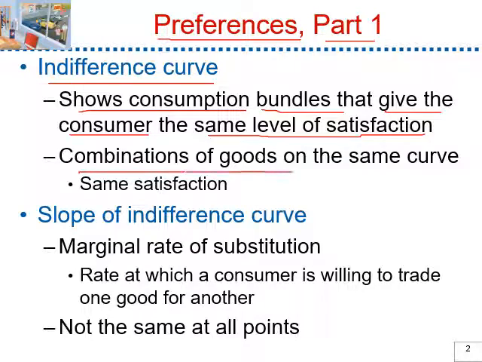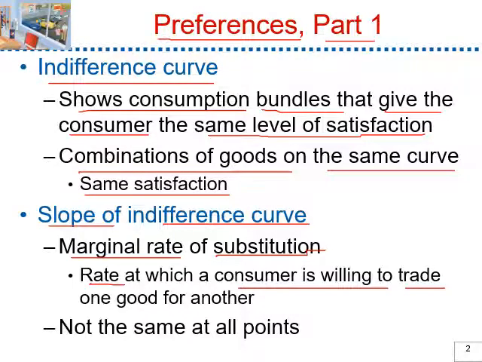So it's a combination of goods on the same curve that give the same satisfaction or make the consumer equally happy. On the other hand, the slope of the indifference curve is the marginal rate of substitution. So what is the marginal rate of substitution? It's the rate at which a consumer is willing to trade one good for another. It is not the same at all points, so that rate will change depending on where you are on the curve.